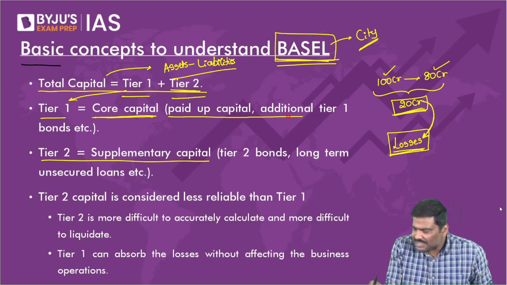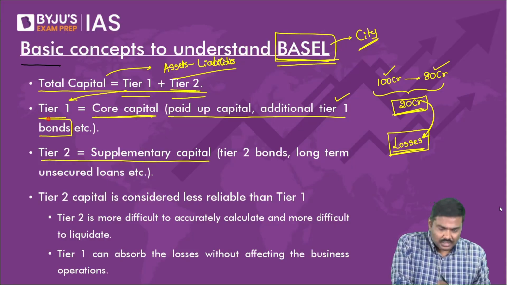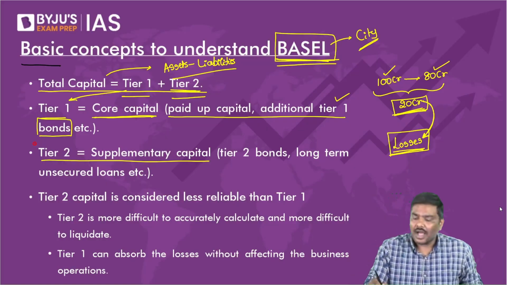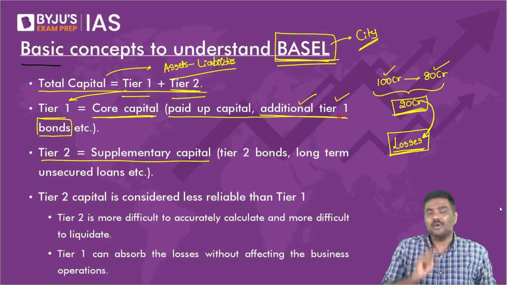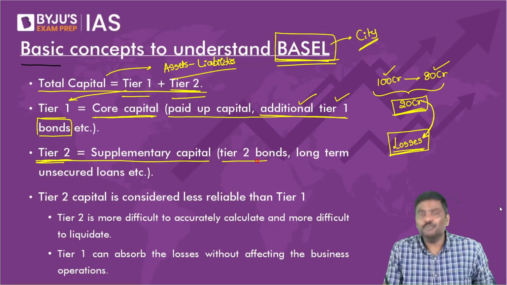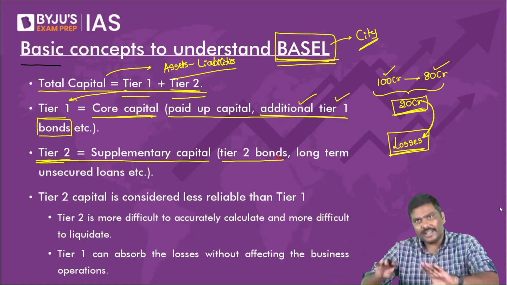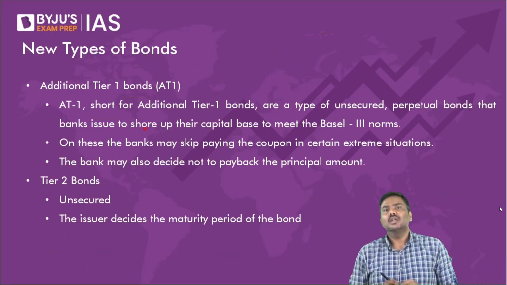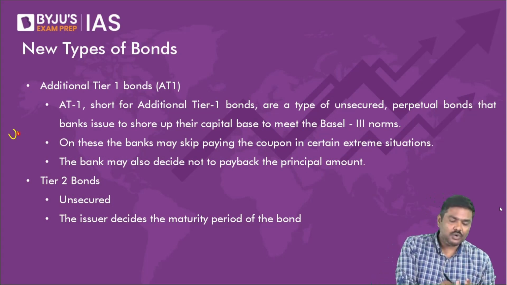Core capital, best example is additional tier 1 bonds. Banks in India are right now issuing bonds by the name of additional tier 1 bonds. And the best example for tier 2 capital is a tier 2 bond. Let me give you the meaning of tier 1 and tier 2. Then I'll ask you a question. You will have to answer it. Let's start. Both additional tier 1 and tier 2 are unsecured bonds.